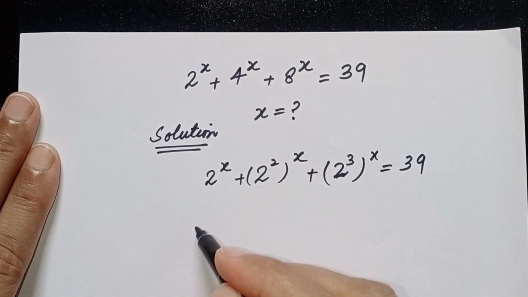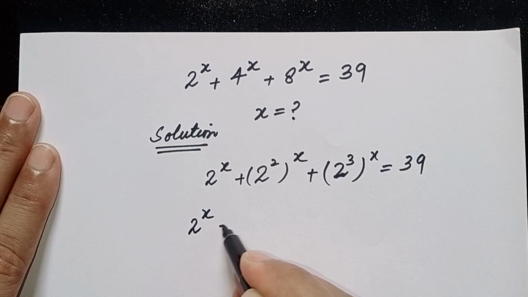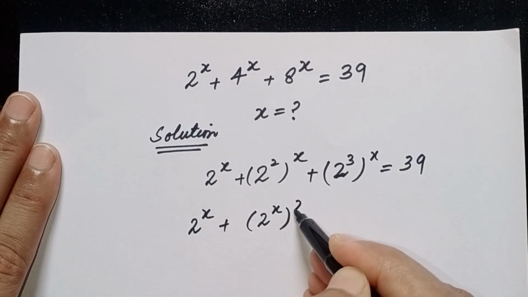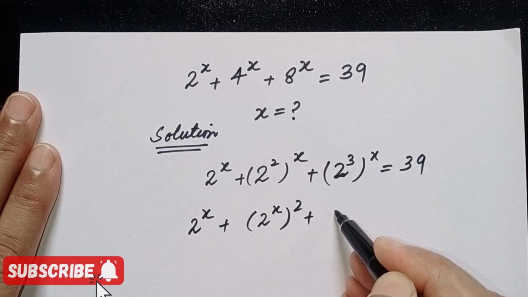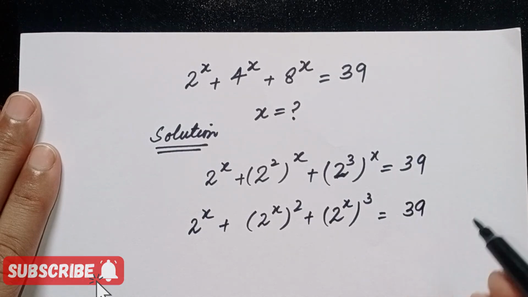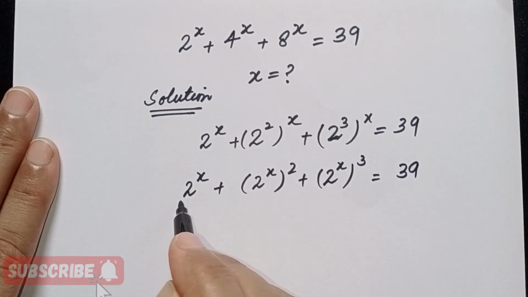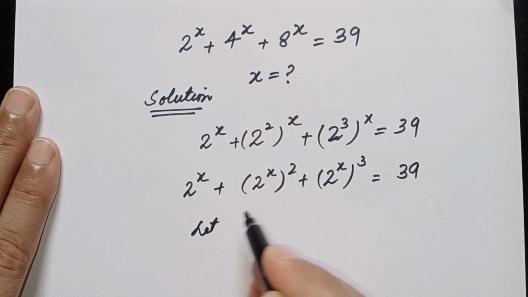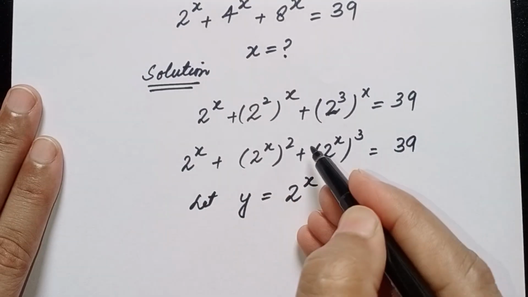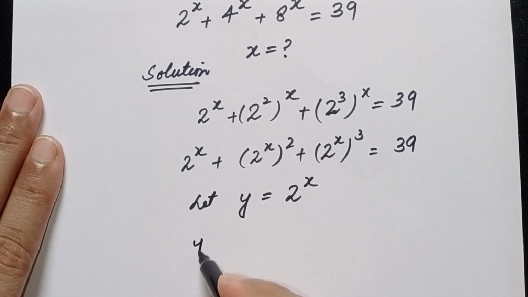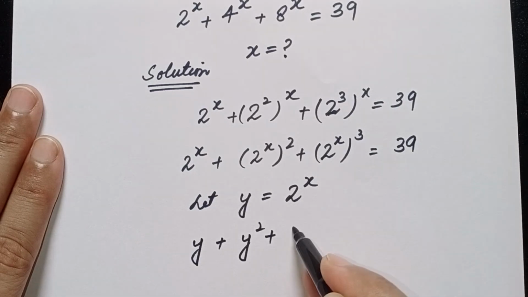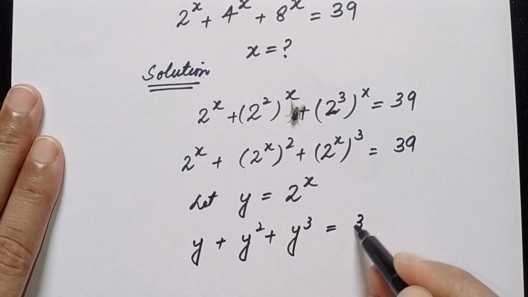So in the second step, it will be 2^x plus, it can be written as 2^x to the power 2. We can exchange the powers. (2^x)^3 is equal to 39. And here now we have 2^x. Let's make our substitution: y is equal to 2^x. So our equation will become, by inserting the value of y, y plus y square plus y cube is equal to 39.